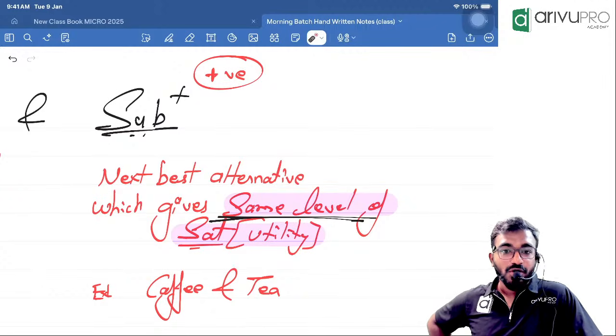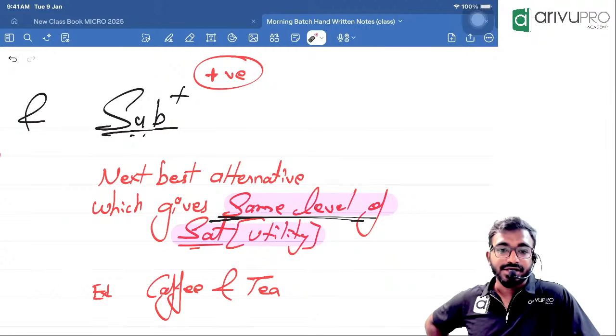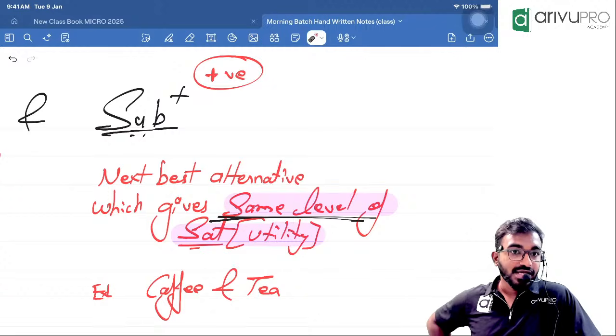Next line, they are positively related or directly related. See, in this, there are types of substitutes. I will explain this in cross elasticity. Clear?